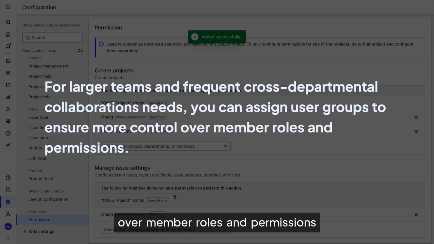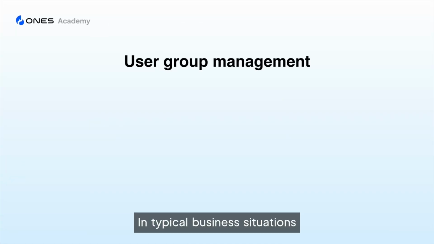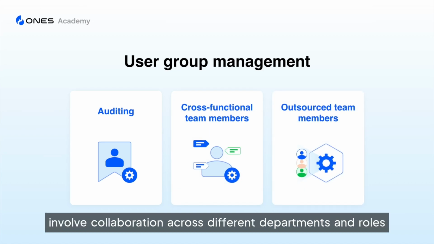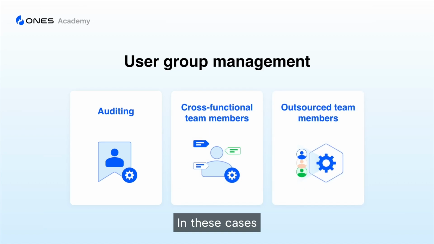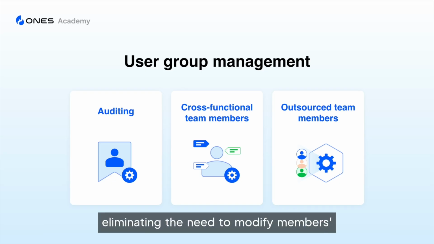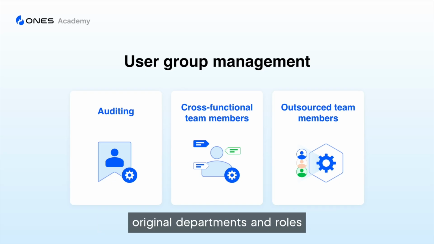In typical business situations, we frequently come across projects that involve collaboration across different departments and roles. In these cases, user groups created for project members can be directly used to manage project-related permissions, eliminating the need to modify members' original departments and roles.